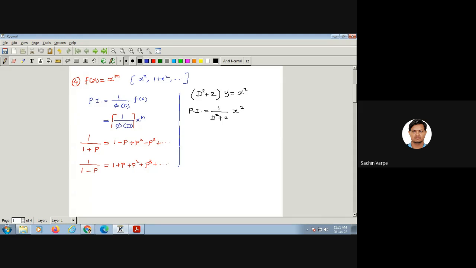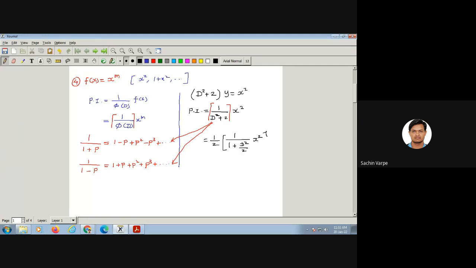But to expand this 1 upon phi of D, is it one of the two forms? No, isn't it? So to get one of the forms, what do we have to do? We have to get 1 in the denominator. So to get 1, what can we do here? We can take 2 common from the denominator. So by taking 2, what do we get here? 1 plus D square by 2.